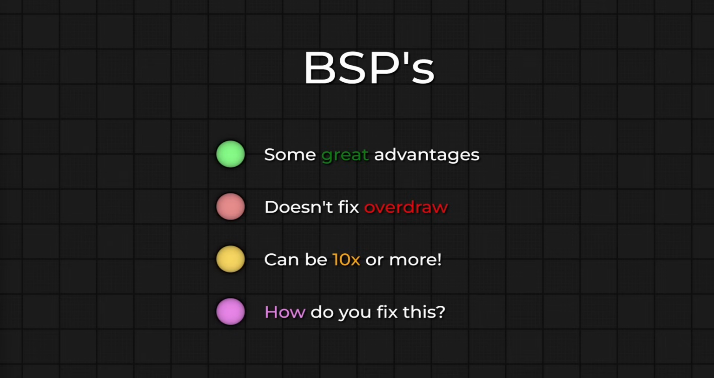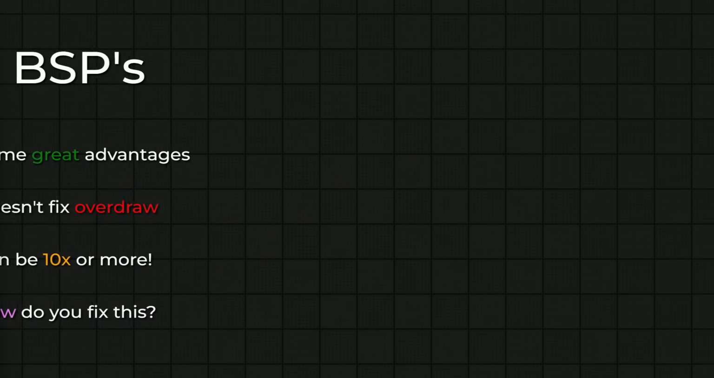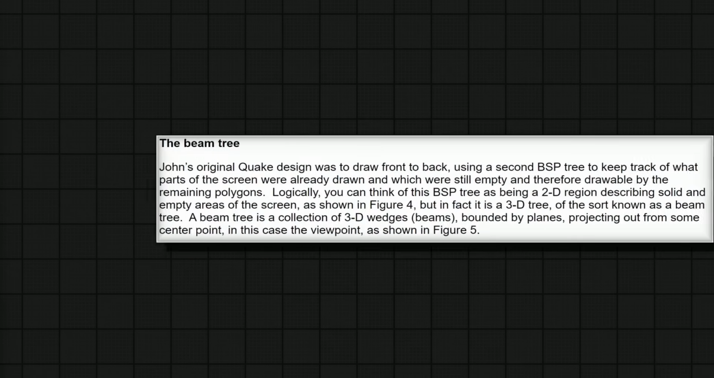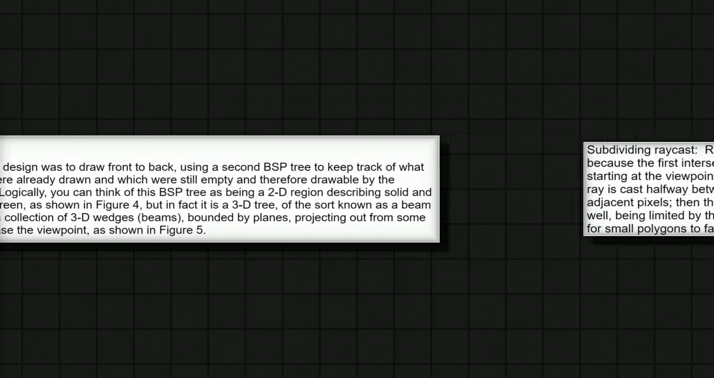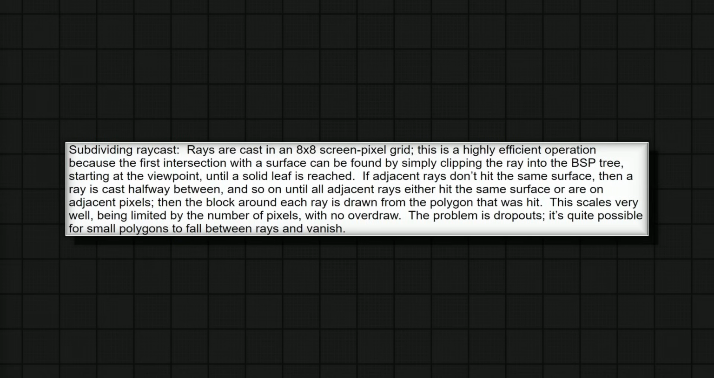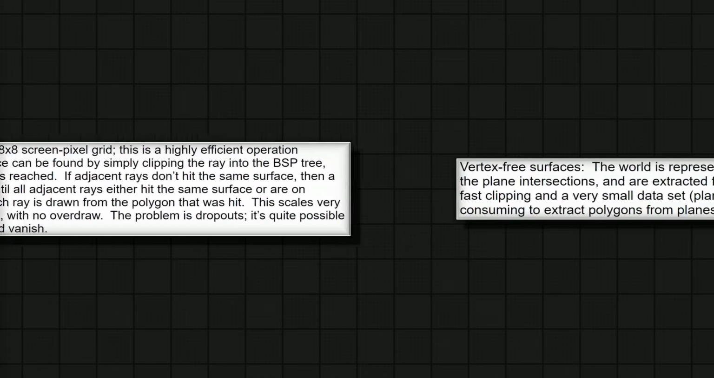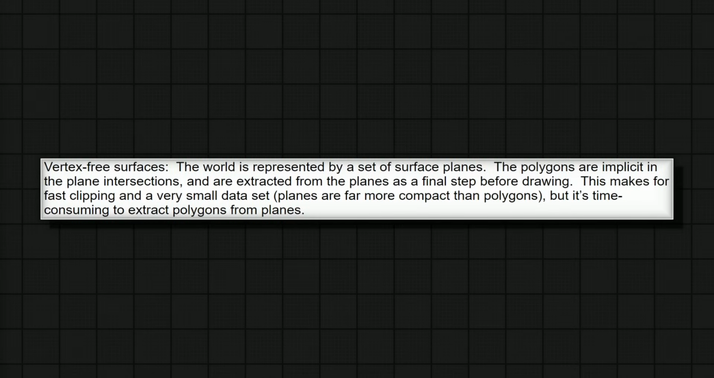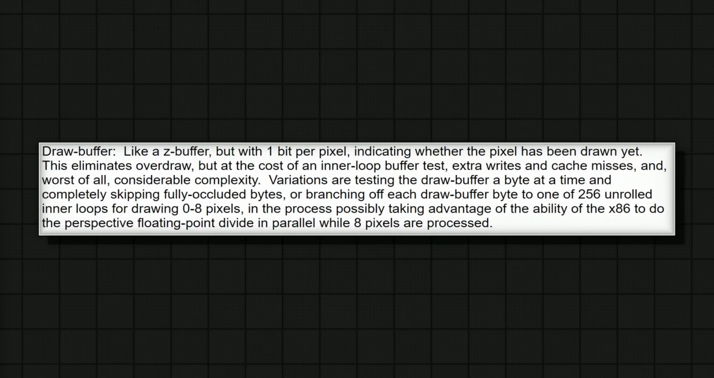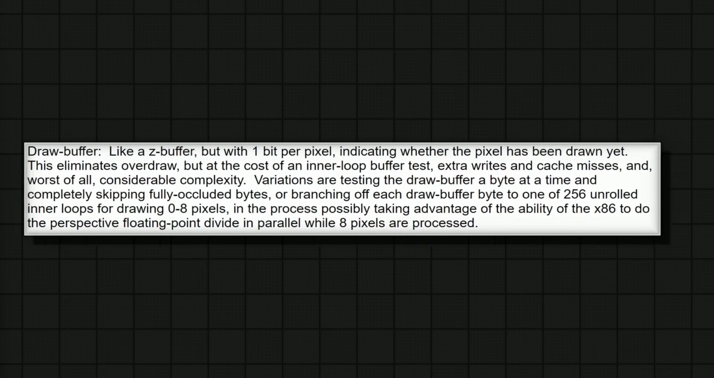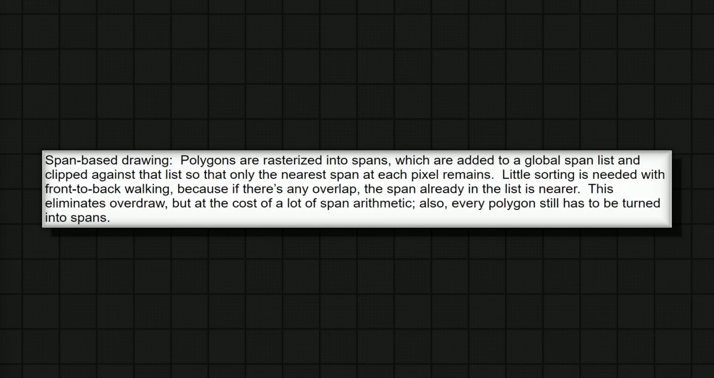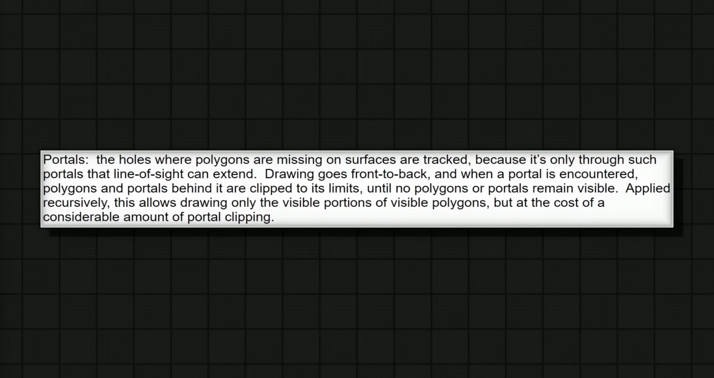This part in the story was one of the most interesting to me. The sheer number of approaches Carmack took attempting to solve this. He attempted to use a beam tree to track visible fragments, a subdividing raycast approach, almost like binary search raycast, representing the world with planes rather than explicit vertices, a 1-bit draw buffer tracking whether or not a pixel had been drawn yet, rasterizing the polygons into spans and clipping using those, and an approach that involves tracking the portals between leaves and clipping further away geo and portals to those portals. I won't dive into all of them, but let's poke at the first couple of them.